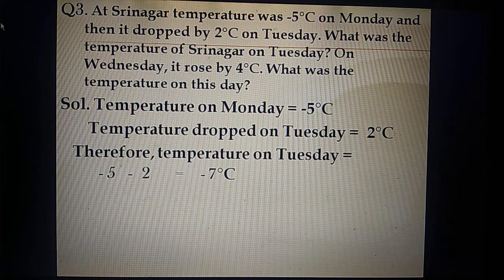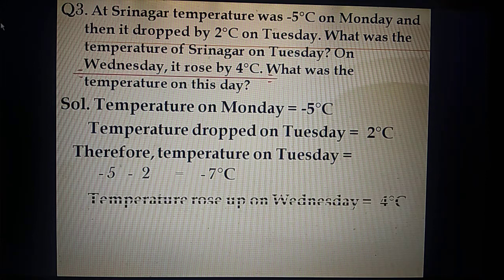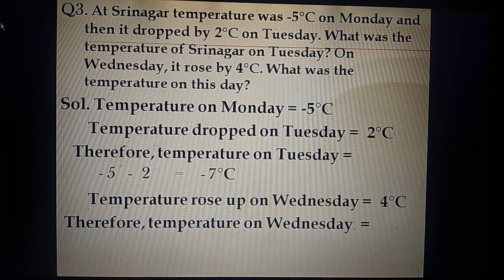Now moving to the next part. It rose by 4 degrees Celsius. Now the second condition is temperature rose up on Wednesday. Rose up means it's increasing. Increasing means you are adding something to it. So you will add this value to the temperature which was on Tuesday. So temperature on Wednesday will be, first write the temperature on Tuesday and you will add 4 to it. Because here the condition is temperature rose up. So one is negative, one is positive. Finally subtract. Sign of the greater value, it's minus 3.